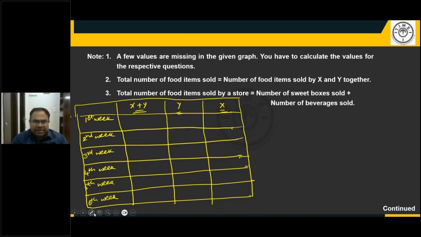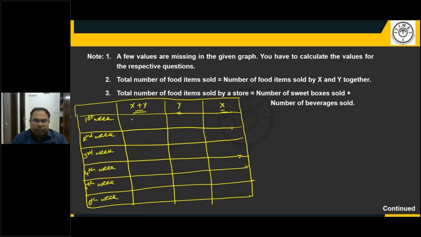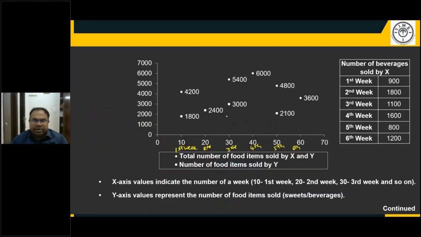You should have done this by the time I have given that time. So first week, what is total? 4,200. Y is 1,800. If I remove Y, X is 2,400. You write this on a rough sheet. Y 2,400.